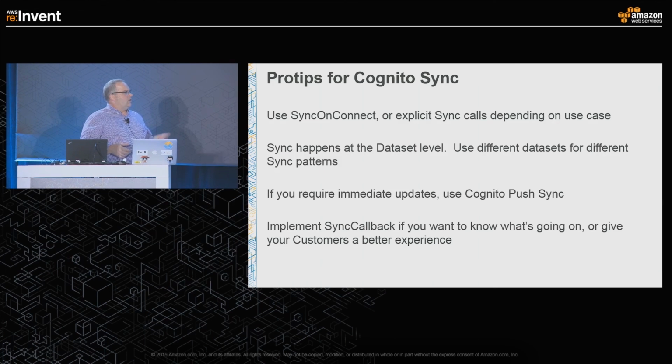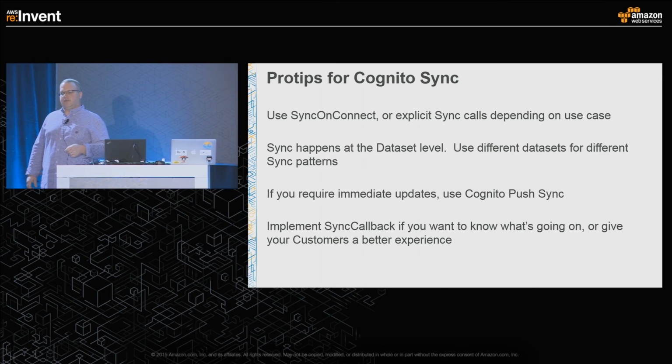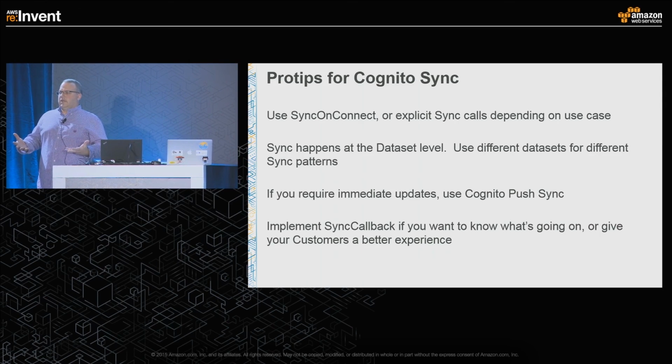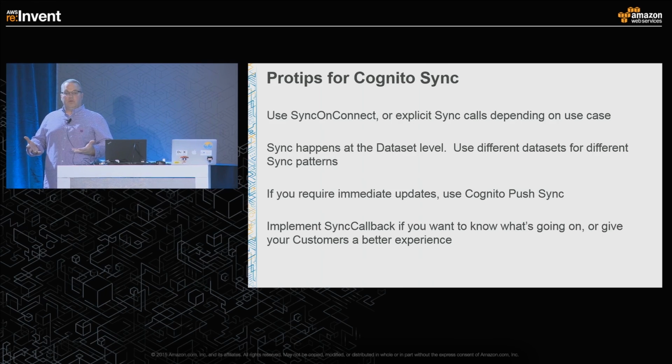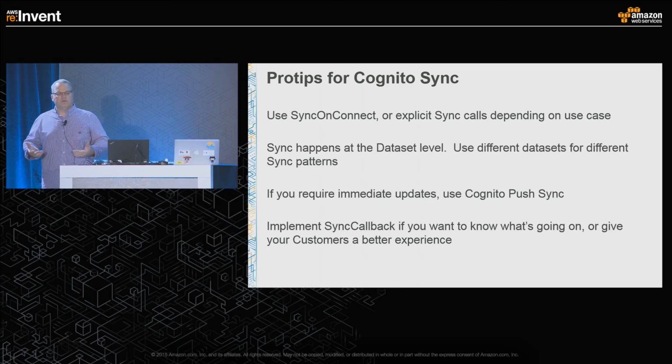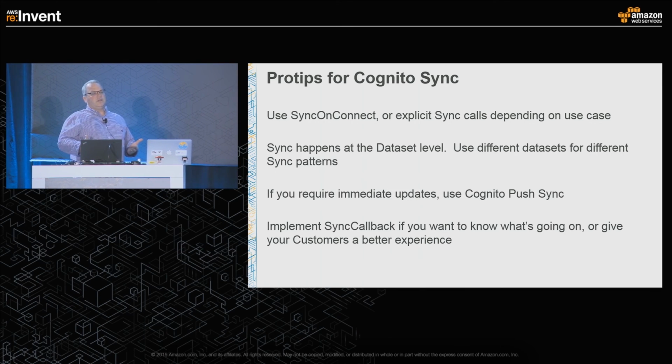If you require immediate updates, there's another feature called Cognito Push Sync. This takes advantage of the SNS mobile push feature of AWS, which uses the platform's, I guess you would say, native mobile push mechanisms for this. So for Google, it would be like Google Cloud Messaging.